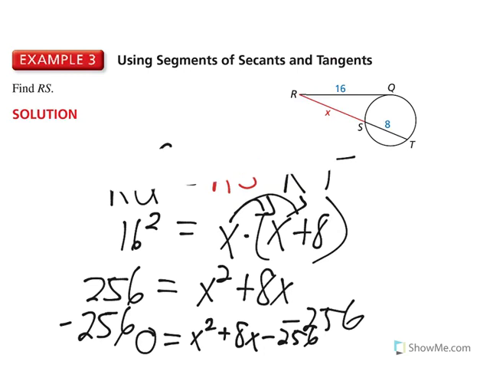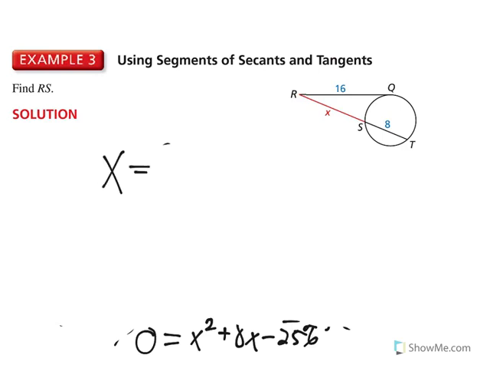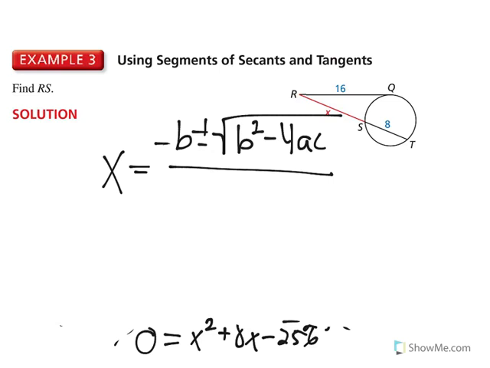So I'm going to erase all this other stuff so we can fit it in. I'll just leave the equation down there. Okay, so the quadratic formula is: whatever your variable is going to equal negative b plus or minus the square root of b squared minus 4ac, over 2a.